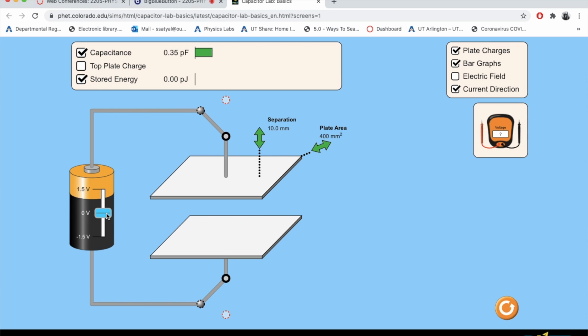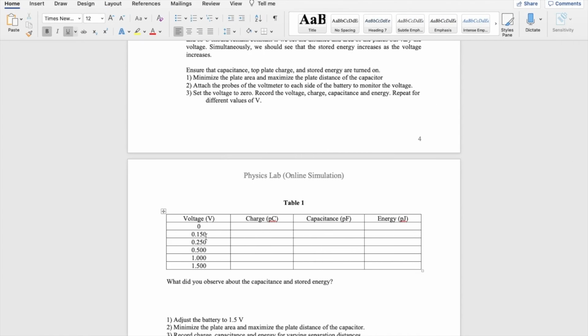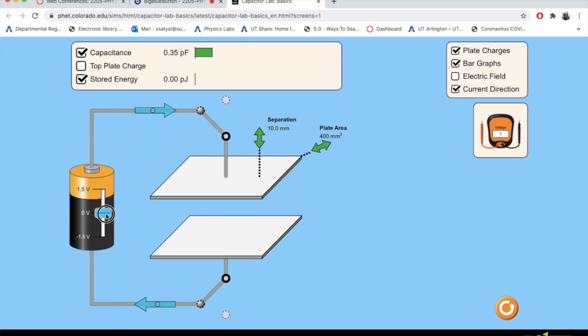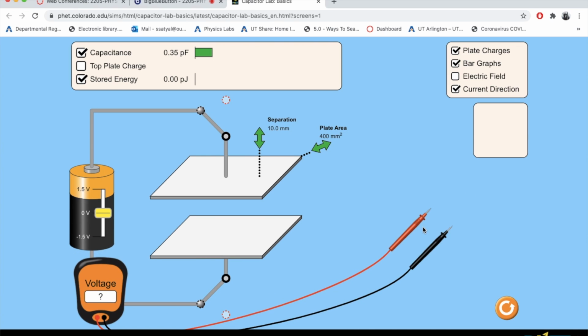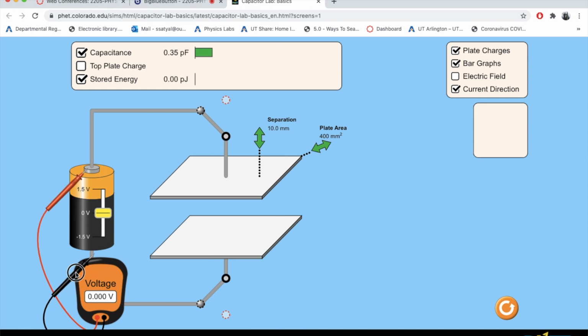Of course, there is no charge because Q equals CV. V is 0, charge is 0. Let's give some voltage here as it says, 0.15 volts. How do I measure 0.15 volts? I have a voltmeter here. Let me bring that voltmeter and connect my probes. Again, the red is always positive. That's the convention. Let's just stick to that. And so right now it's at 0, so 0.15, if I can work with my trackpad here.